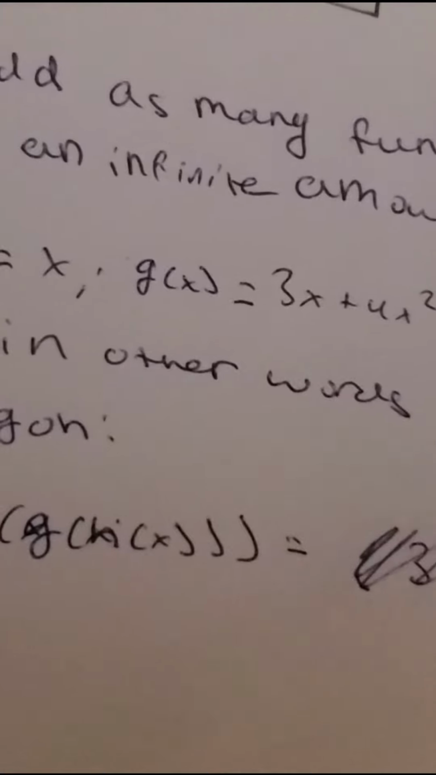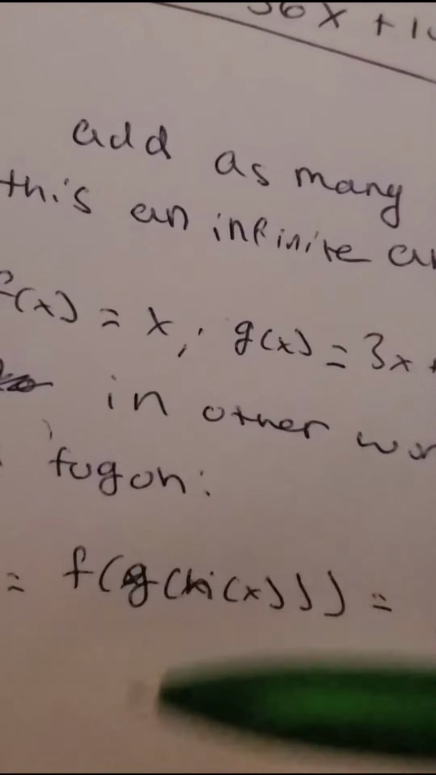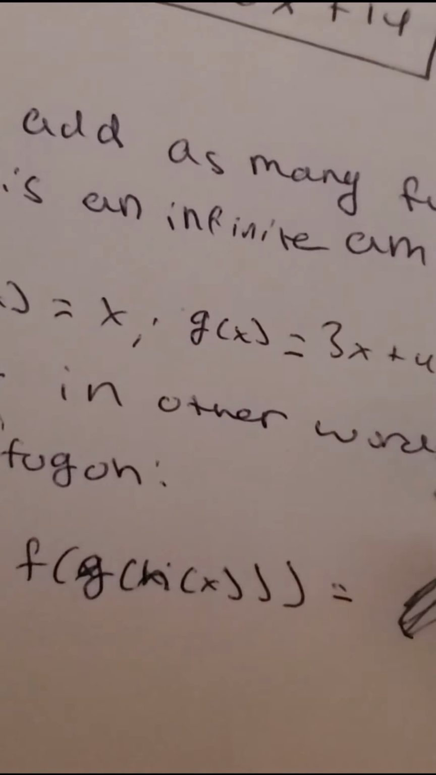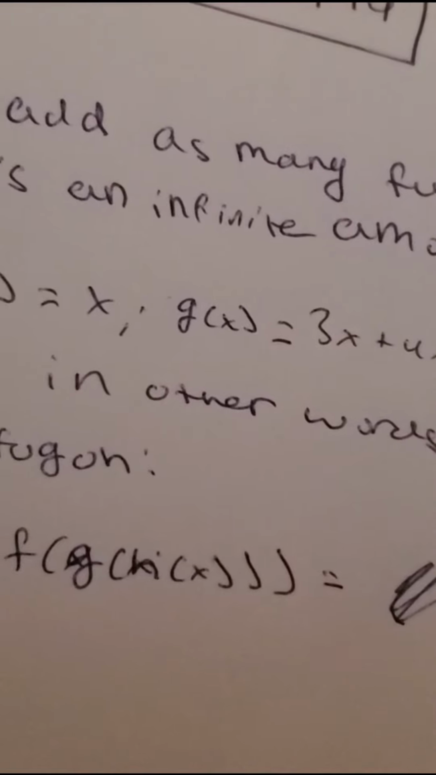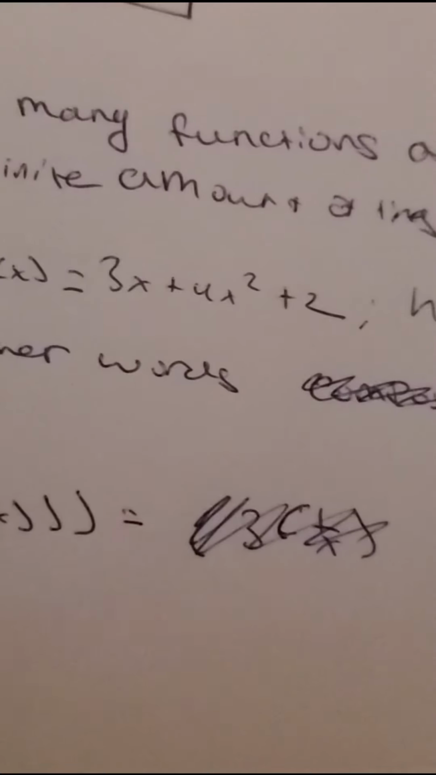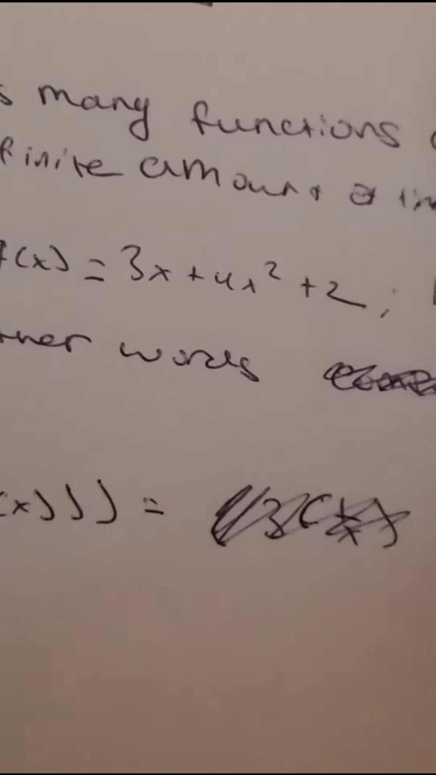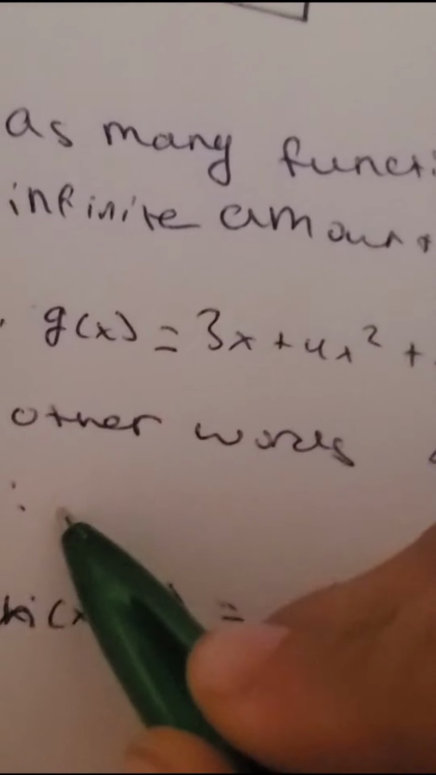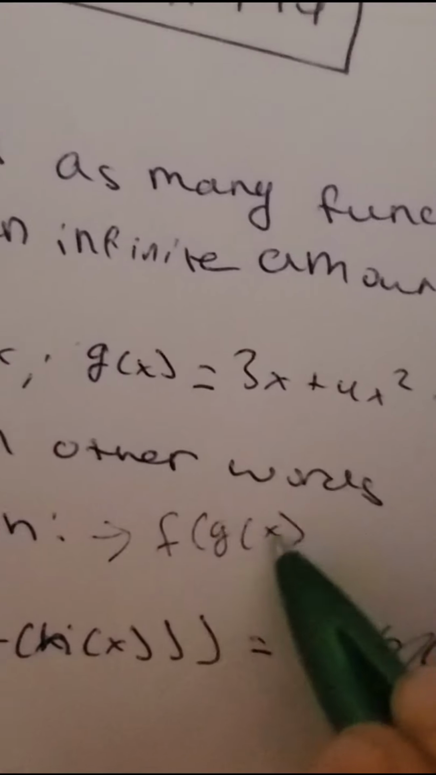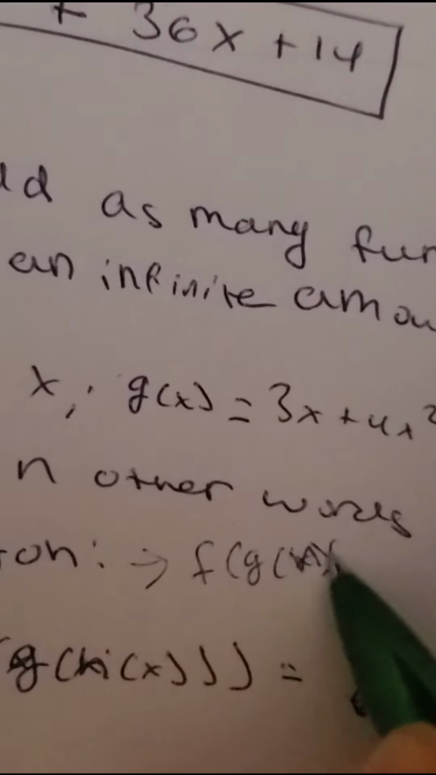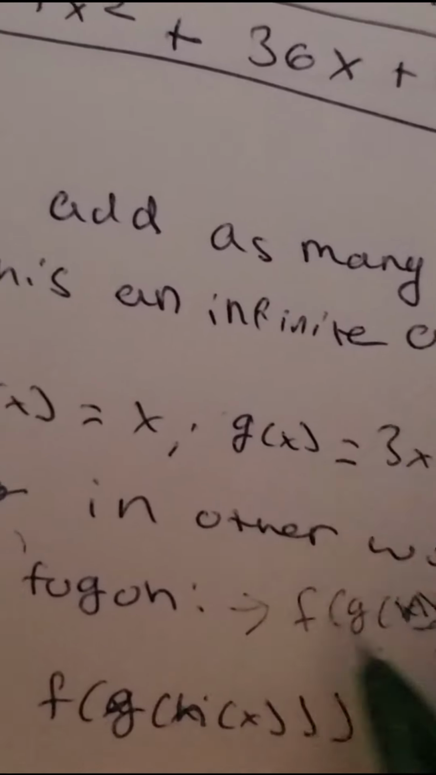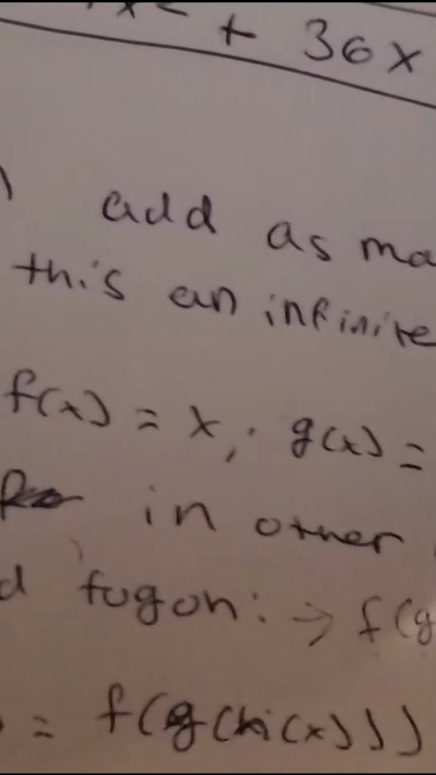So another common test example you would see is: compose f of x is equal to x, g of x is equal to 3x plus 4x squared plus 2, and h of x is equal to 1 over x. In other words, find f o g o h. Similar to the original definition, it's f of g of x, f of g with h plugged into it. So we plug h of x into g of x, and we plug the g with h in it into f. So that's 2 layers of the chain.